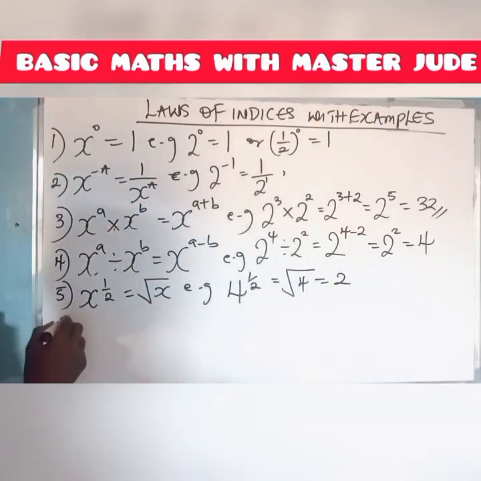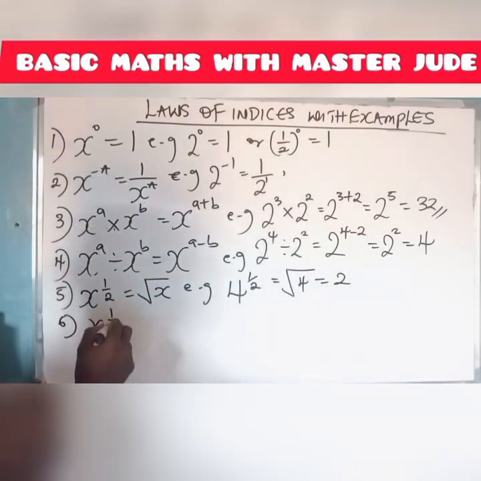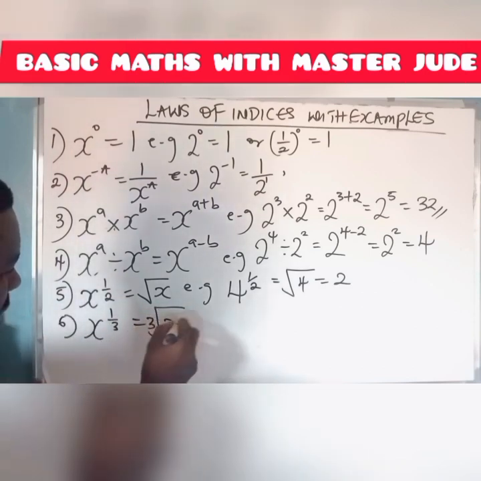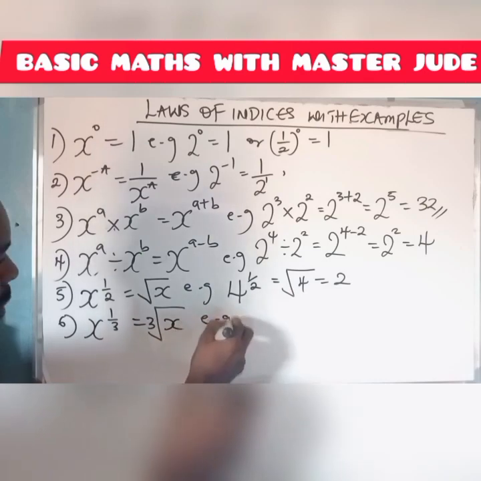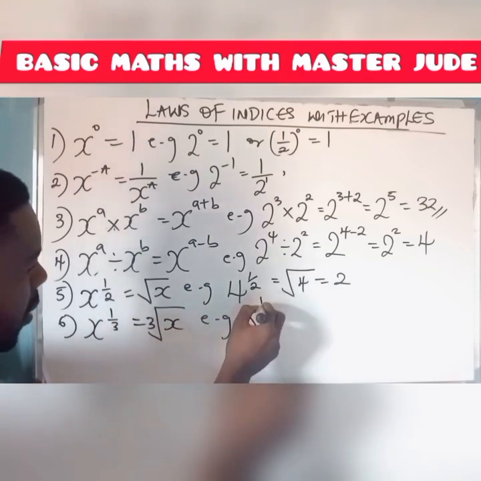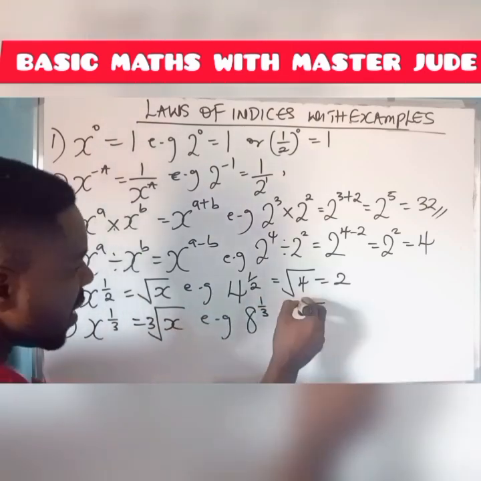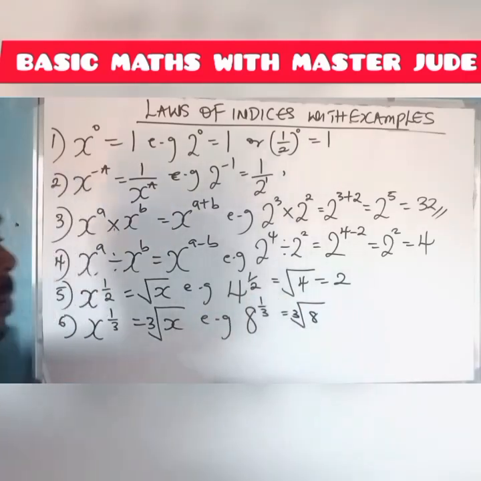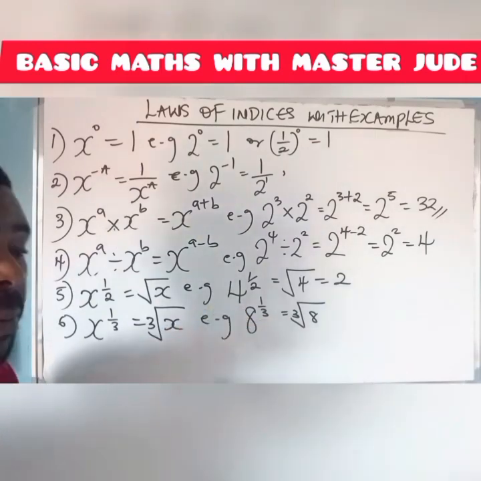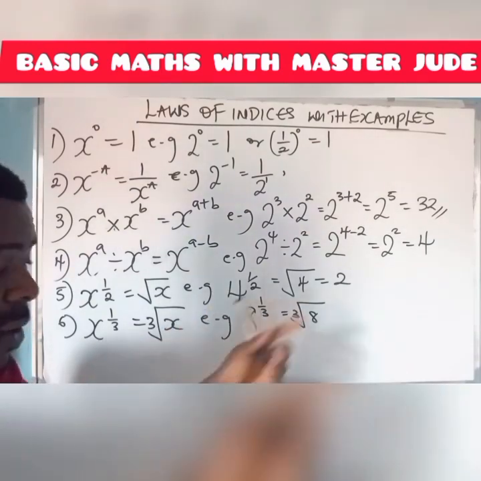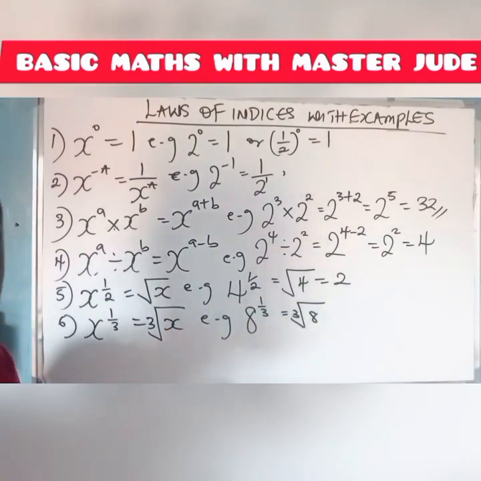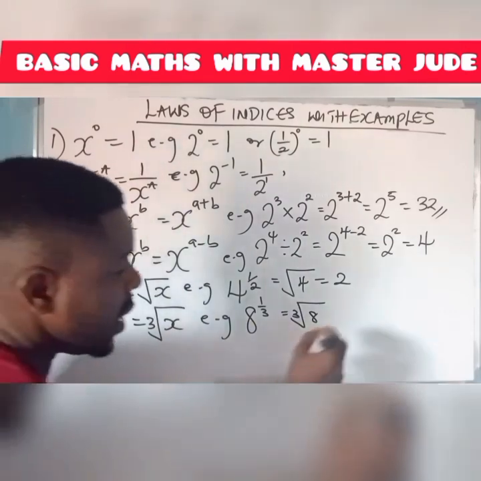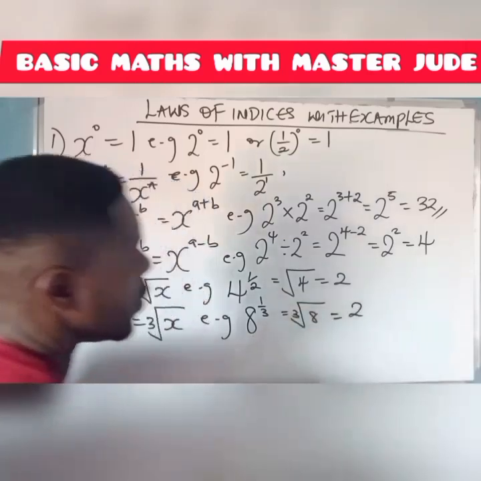2. Now number 6 says that x raised to the power 1 over 3 is the same thing as the cube root of x. For example, 8 raised to the power 1 over 3 is the same thing as the cube root of 8. By cube root, I mean which number will you multiply 3 times to give you 8? 2. 2 times 2 will give us 4. 4 times 2 will give us 8. So the cube root of 8 will give us 2.